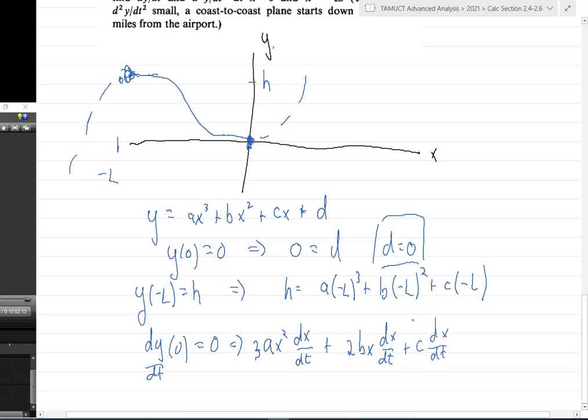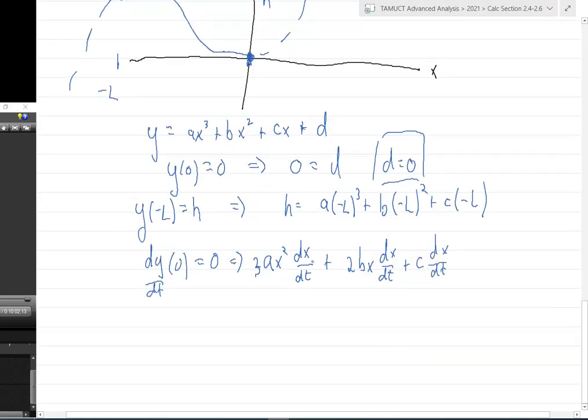Now I happen to know that dx dt is v. But that cancels out on both sides because if I divide by a non-zero number, I still get 0. So I get 0 equals 3ax squared plus 2bx. Oh, but I forgot something here. This is when x equals 0, so that tells me that 0 equals c. Great. Okay, so d and c are both 0, so all I need is a and b. So we just need to solve for a and b. The other thing I know is that it descends smoothly.